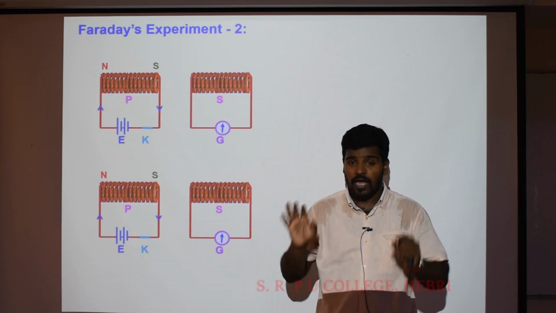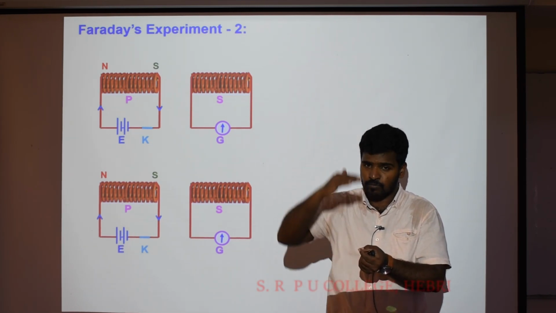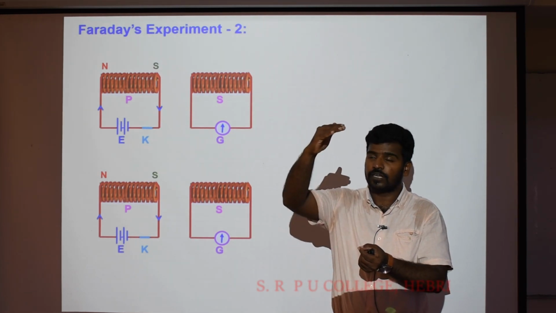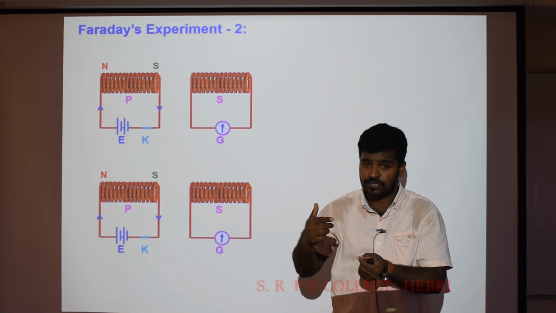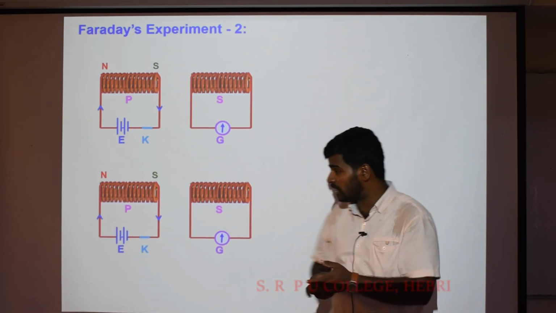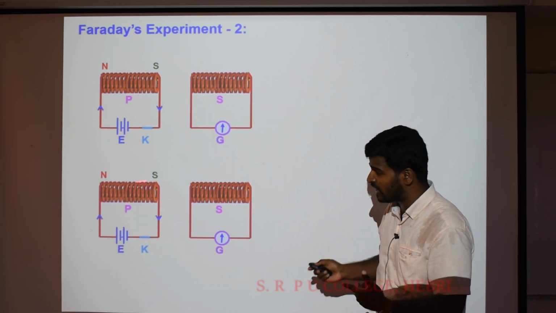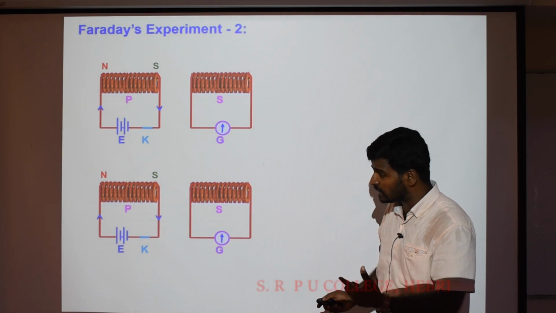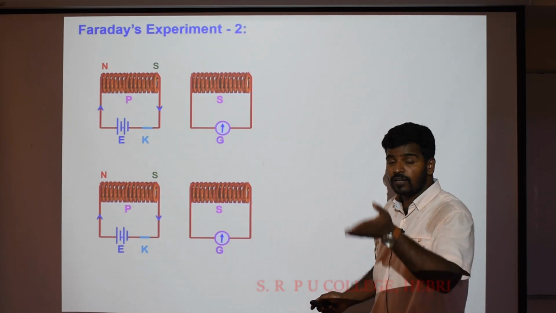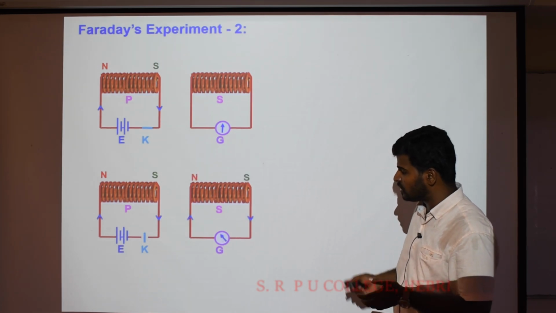Is it clear, children? As the key is removed, the current decreases from maximum to minimum, and the magnetic field also decreases from maximum to minimum. As there is a variation of the magnetic flux through the primary coil, that variation of the magnetic flux across the primary coil varies the magnetic flux across the secondary coil. Again there is a deflection in the opposite direction.